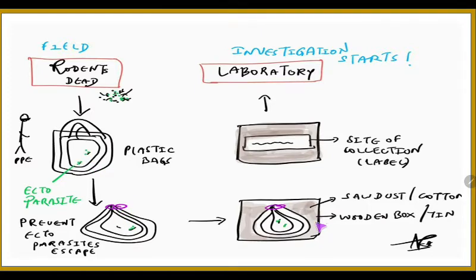After tying it, we need to put it into a wooden box or a tin. We should also fill the space present in that tin with sawdust or cotton. After that, label it and give the site of collection and details about the collection of the rat. Then send it to a nearby laboratory.